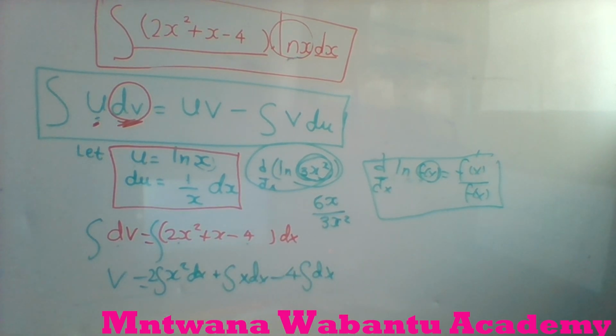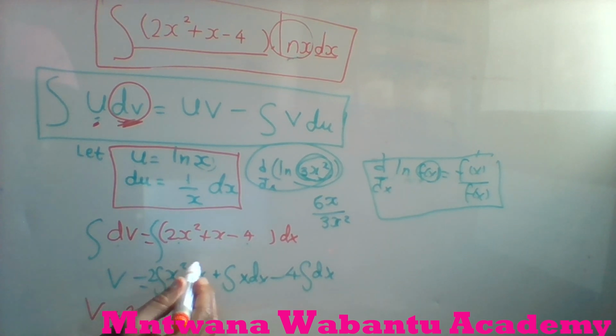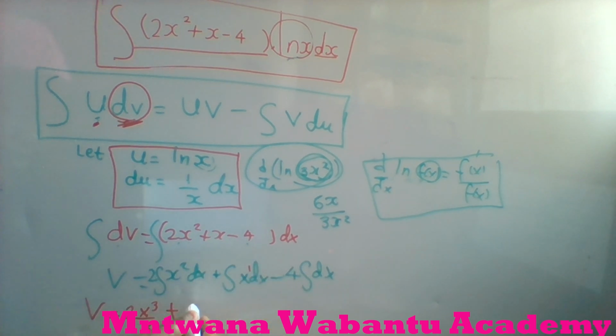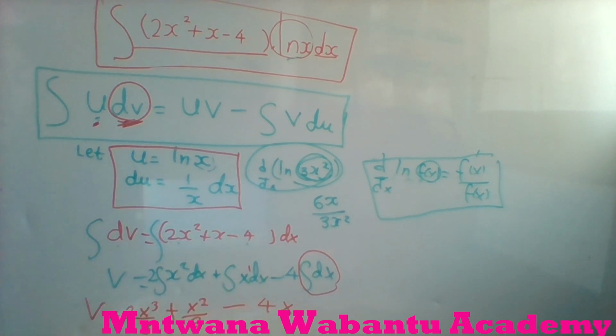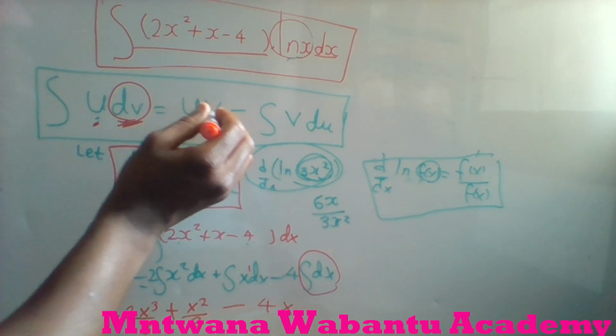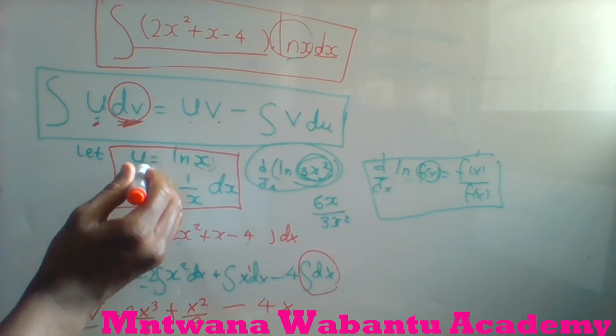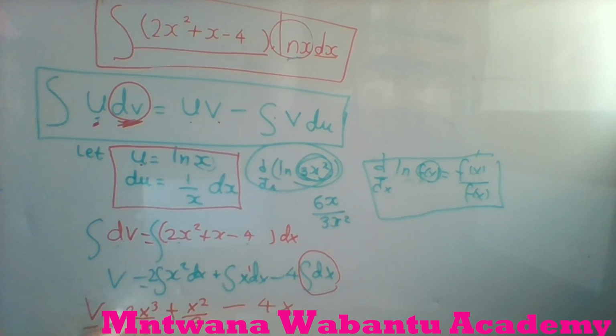So now on v, from the power rule of integration, v equals 2 times x to the power 2 plus 1, which is 3, over 3, and then x squared, where you add 1 to the 1 to get 2, divided by the same number, 2, and then you minus 4x, because when you integrate dx you get x. So we got the value of v and the value of u, and we have the integral of v and also du. Now we substitute in our given equation and finish the equation.